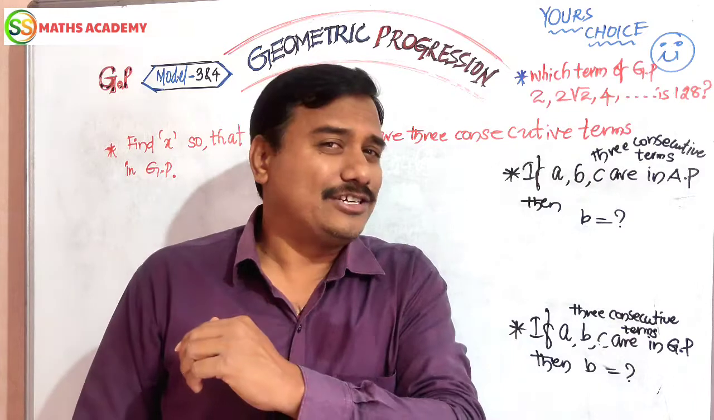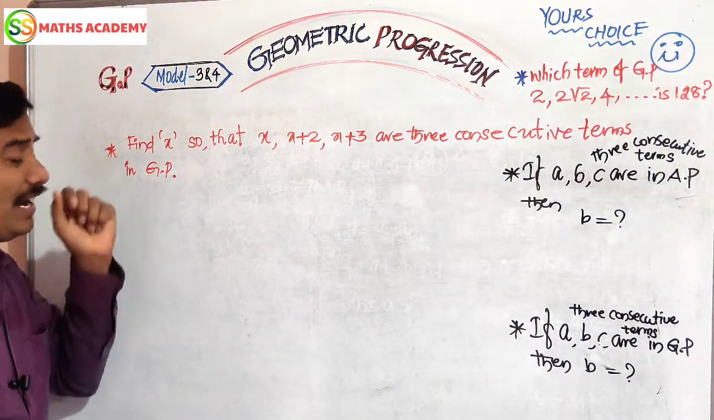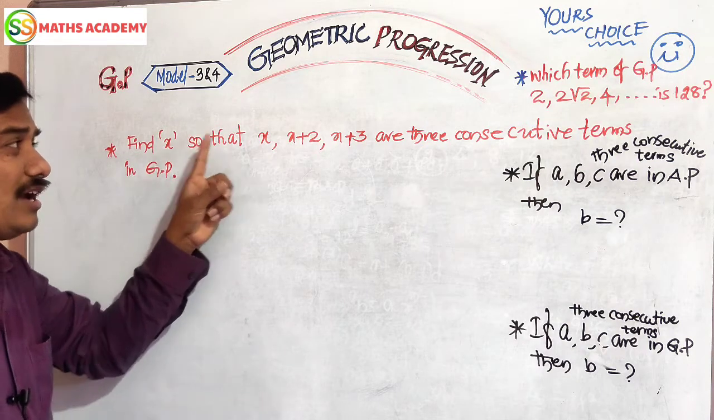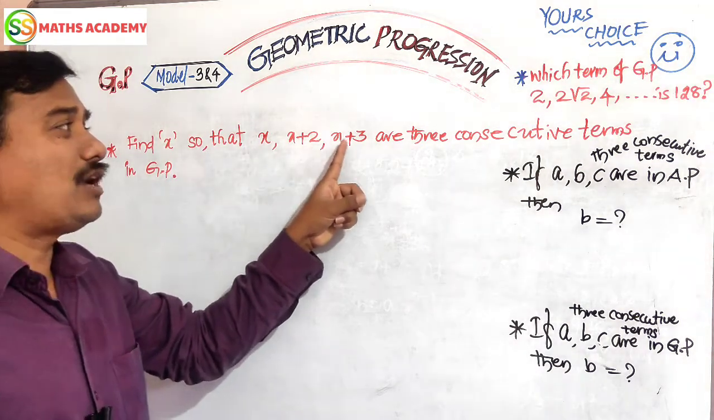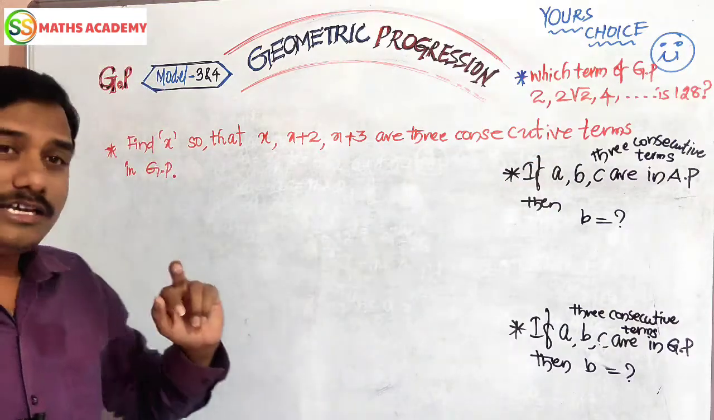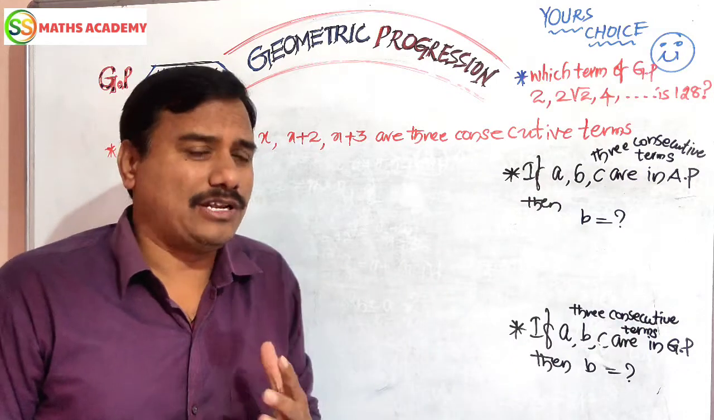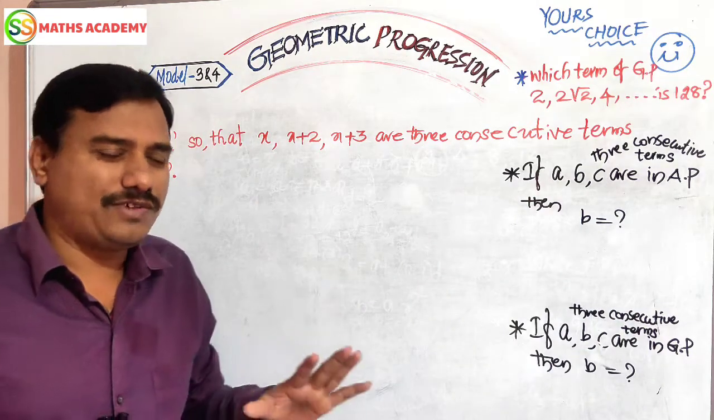And dear students, the question is: find x so that x, x plus 2, x plus 3 are three consecutive terms in GP. We should find the x value. Yes, we can solve this question very easily.